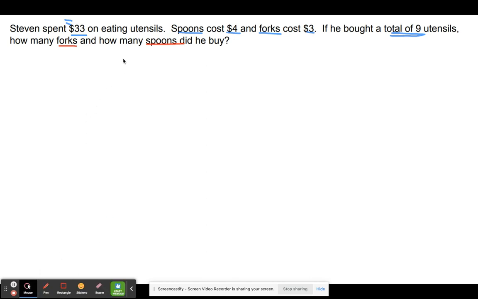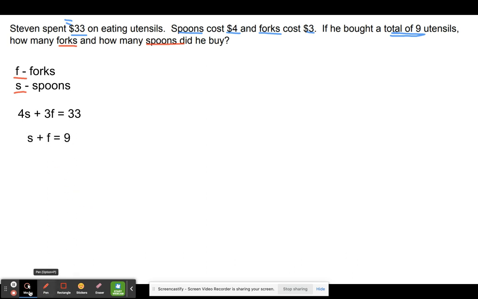Okay, so first let's start off with our variables. We're looking for forks and spoons. So F for forks, S for spoons. Then I set up 4S plus 3F equals 33 because the amount of spoons times $4 plus the amount of forks times $3 would equal $33, because that's how much money he spent. And then it says there's a total of 9 utensils. So if I had the total amount of forks plus the amount of spoons, that should equal 9. So that's another equation I can set up. S plus F equals 9.